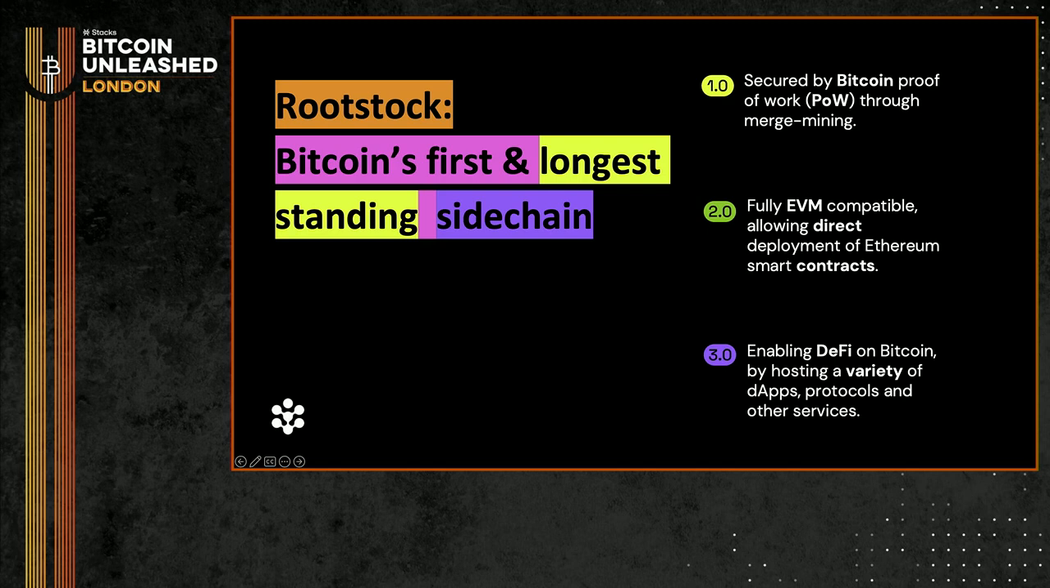So if we had to summarize Rootstock in a couple of sentences, okay, the slides are a bit messed up, sorry about that. It's its own blockchain, but it's a sidechain of Bitcoin. It is secure, mined by the Bitcoin miners, and it is fully EVM compatible. So whatever you have on Ethereum running right now, you can port it directly to Rootstock, and it will work.